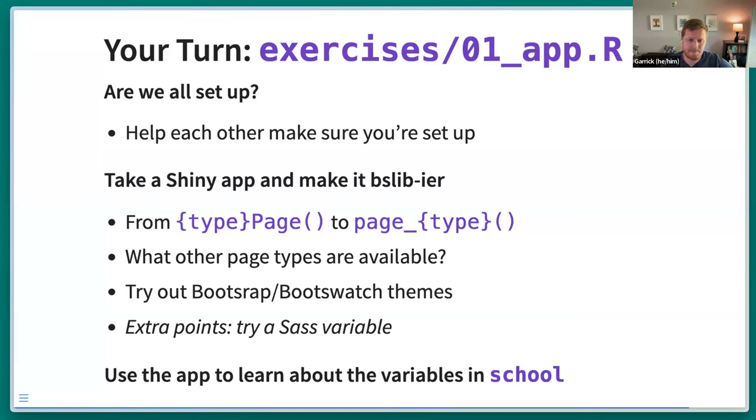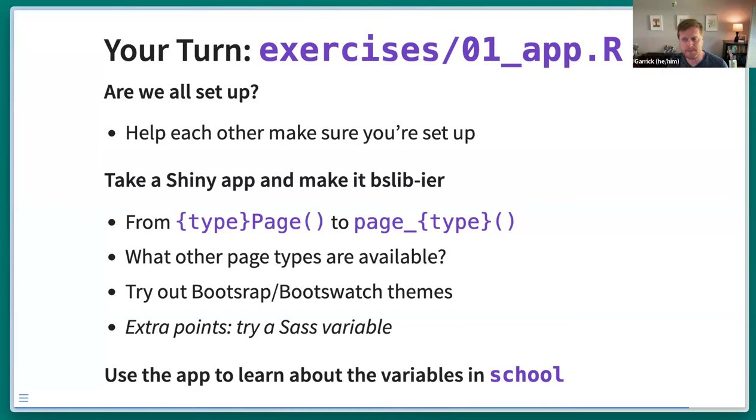And the task is to take the Shiny app that's there and make it bslibbier by switching out the page function. Maybe looking around to see what other page types are available. Try out a new Bootstrap or Bootswatch theme, and then use the app to learn a little bit about the school data set, to get a feeling for it.